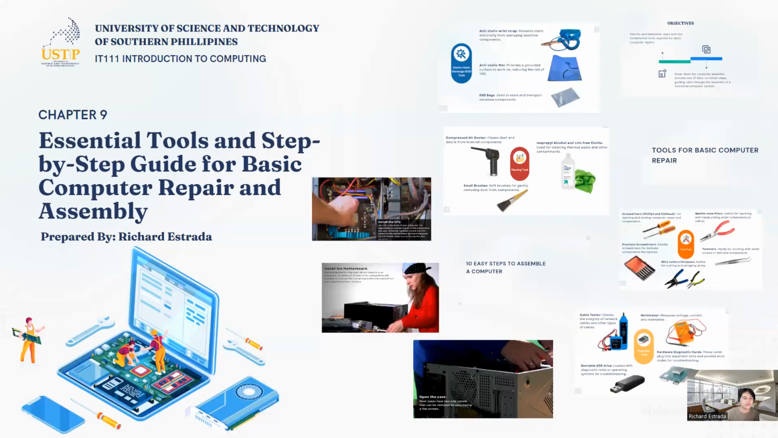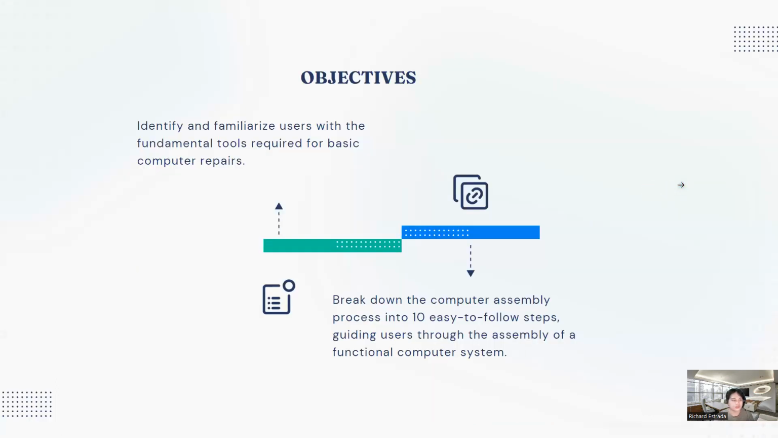Okay, hello everybody. Our topic for this chapter 9 will be all about essential tools and a step-by-step guide for basic computer repair and assembly. For the objectives, we're going to identify and familiarize users with the fundamental tools required for basic computer repair, in order for you to learn how to repair a computer, and also the general 10 steps in the assembly of a functional computer system.